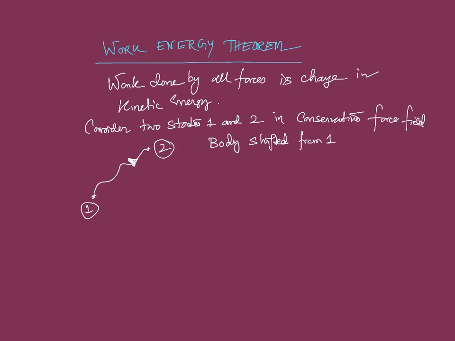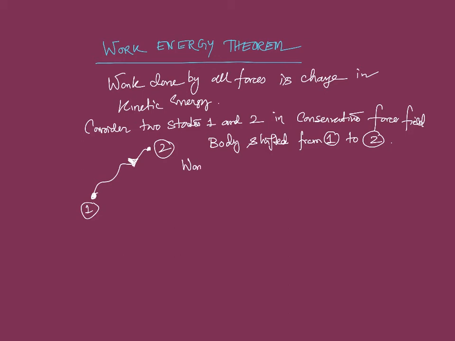States 1 to 2. It's not necessary that a body always has to shift from 1 to 2. Maybe it's the deformed state of a spring. We will learn later on about spring potential energy. By the way, the simple example is that of a body or a particle being shifted from point 1 to point 2. Consider two states 1 and 2 in a conservative force field. Body shifted from 1 to 2.